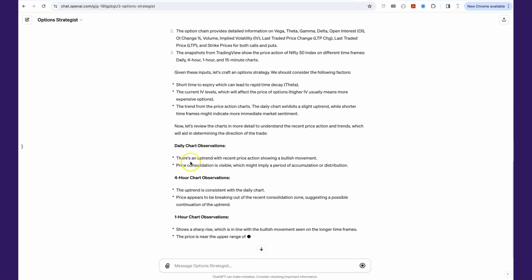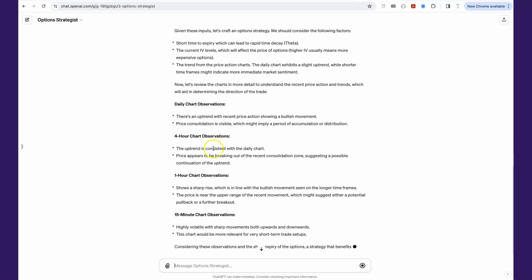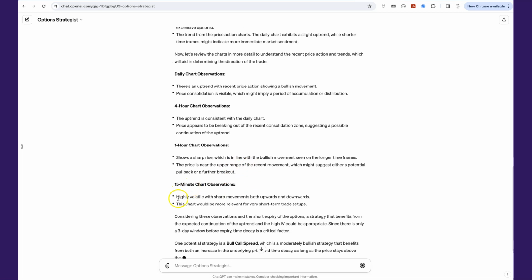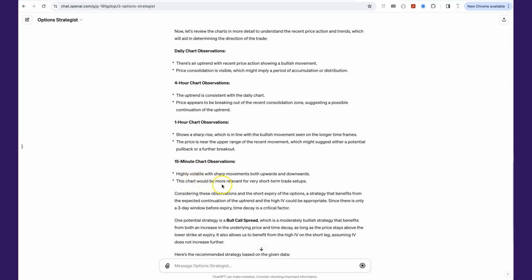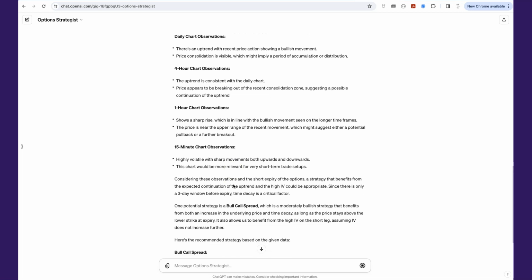So it looks at the daily chart. There's an uptrend with recent price action showing a bullish movement. Price consolidation is visible, which might imply a period of accumulation distribution. 4-hour chart, uptrend is consistent, but again, price appears to be breaking out of recent consolidation zones, suggesting a possible continuation of the uptrend. 1 hour shows a sharp rise, which is in line with the bullish movement. The price is near the upper range. 15-minute is highly volatile with sharp movements, which is expected on the 15-minute. This chart would be more relevant for very short-term trade setups.